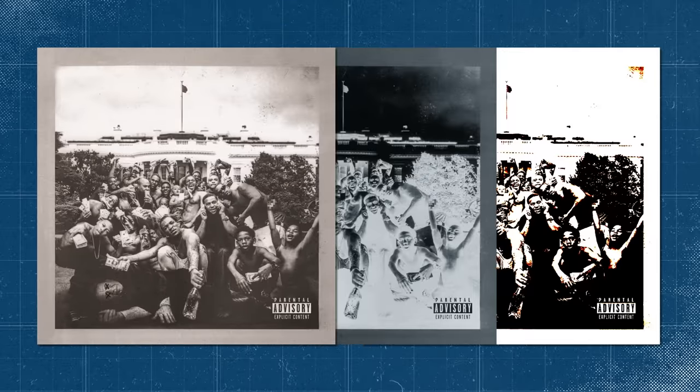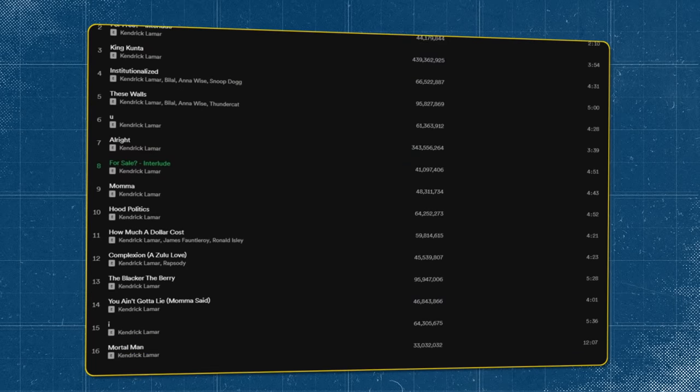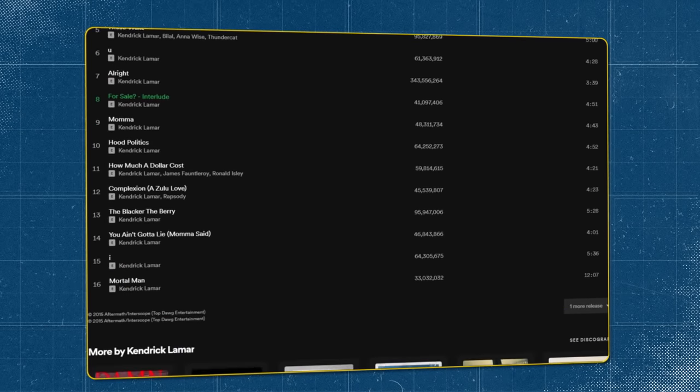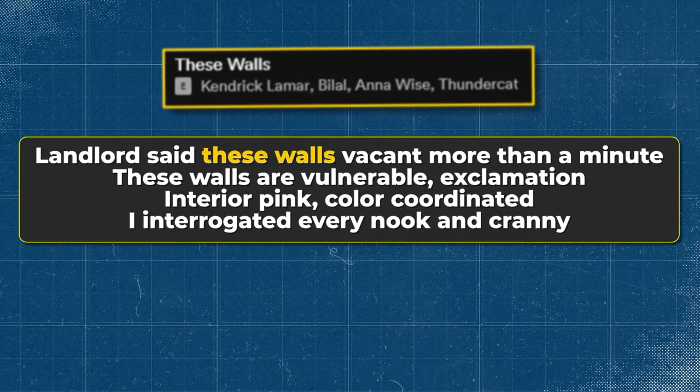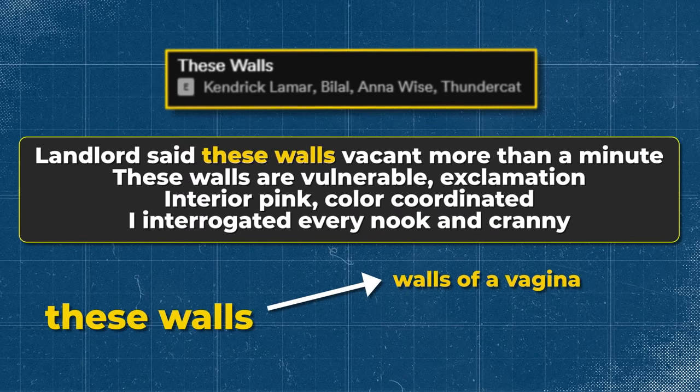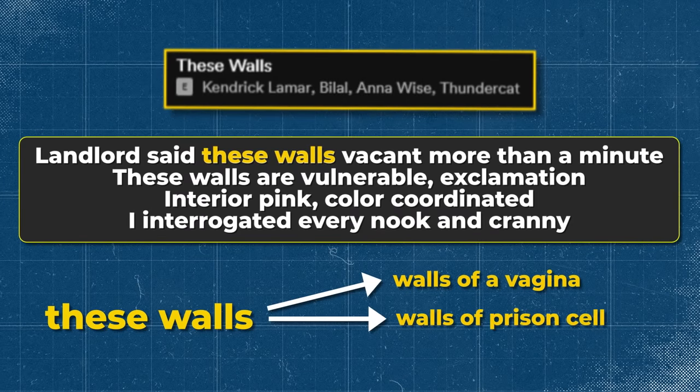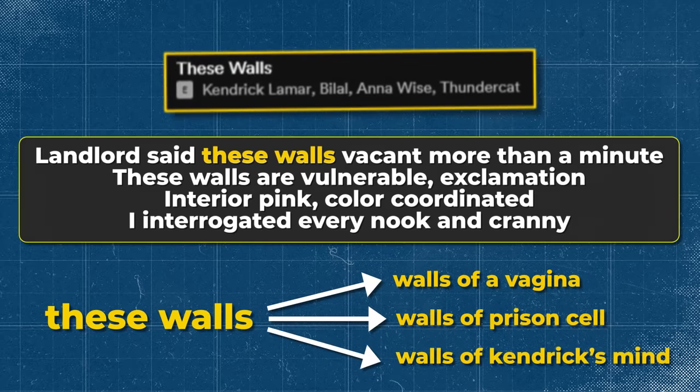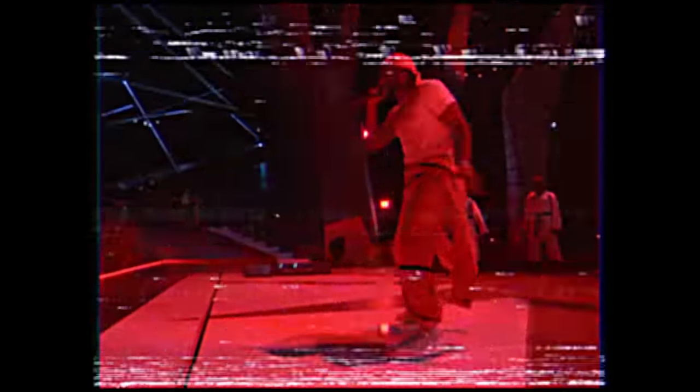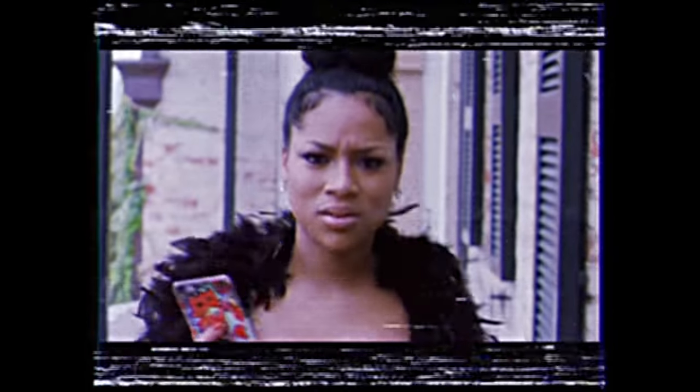This metaphor is just a small hint at the depth of this album, with many songs and lyrics having two or sometimes three different meanings, such as the track These Walls, meaning the walls of a woman's vagina, the walls of a prison cell, and the walls of Kendrick's mind. Although this album is a hip-hop album, it's more like an audible stage performance, with the poetry, interludes, and voices all adding to the dramatic effect.